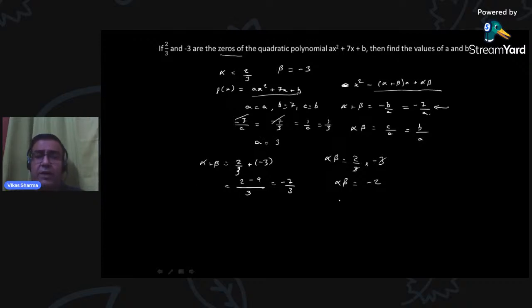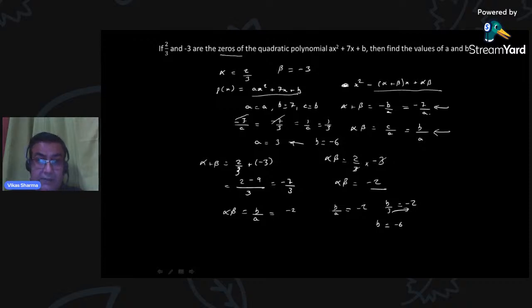Now the same way we can find the value of b. So we know that alpha beta, from this equation, is equal to b upon a, which is also equal to minus 2. So b upon a is equal to minus 2. A we know is equal to 3, we have already found that. So b upon 3 should be equal to minus 2. Taking 3 to the other side, we get b is equal to minus 6. So a is equal to 3, b is equal to minus 6.